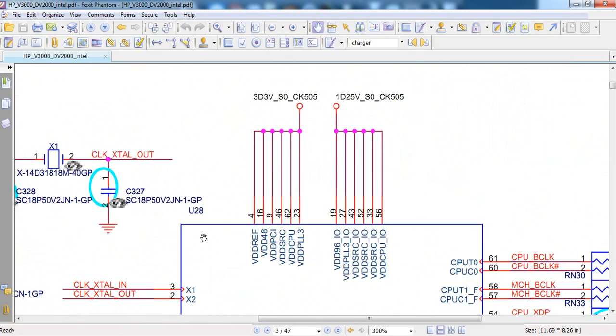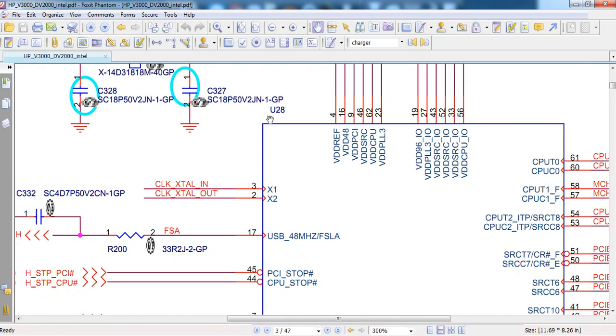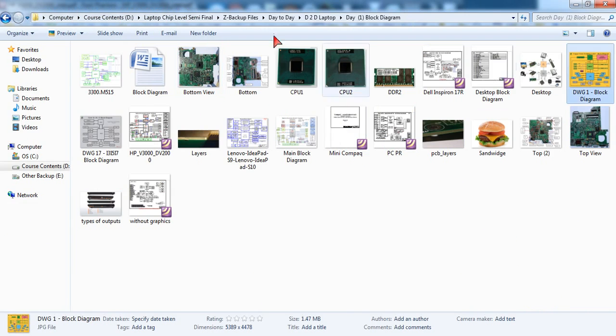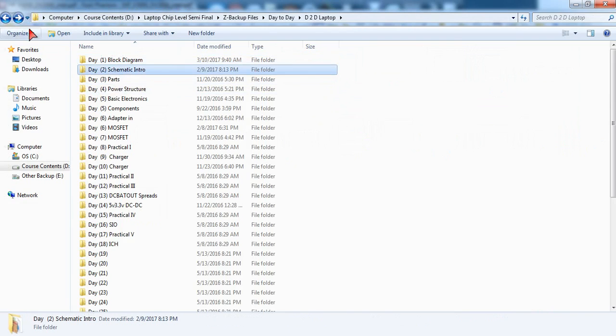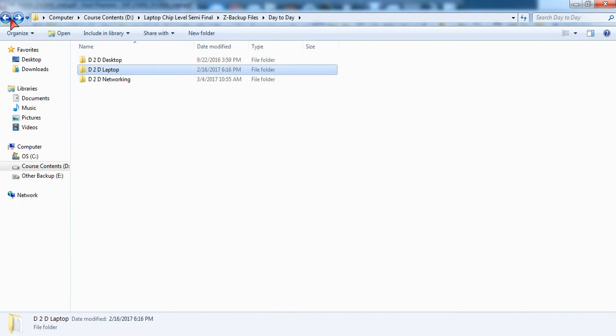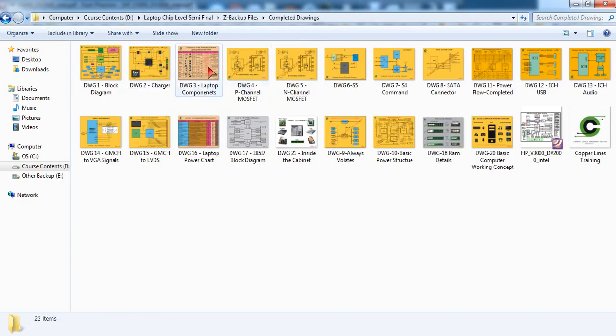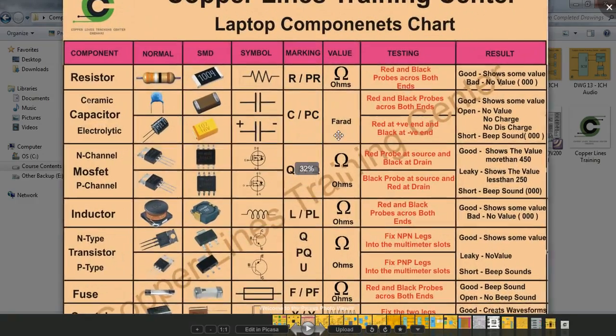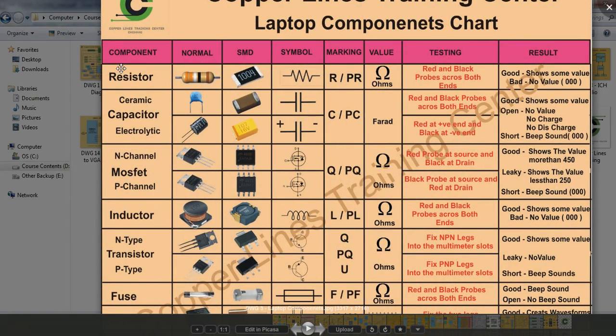And component names. The integrated circuits are mentioned as U, or Q. Let's see the chart. Yes, this is the laptop motherboard component chart. This is a resistor, an old type of resistor, not used on notebook PCs. These types of resistors are used on 2-in-1s and old model televisions.